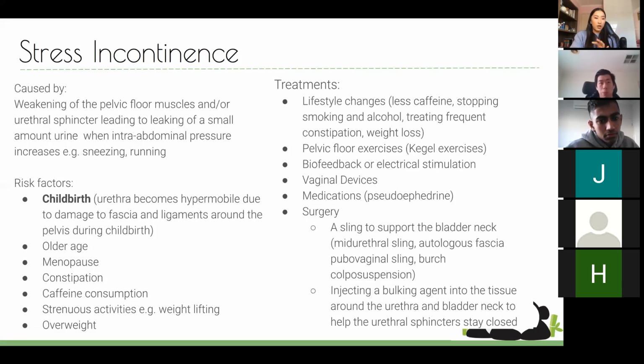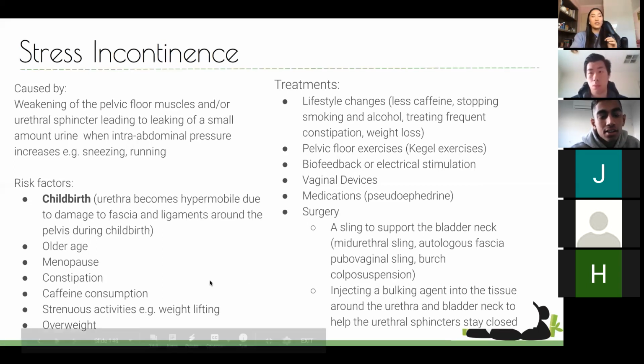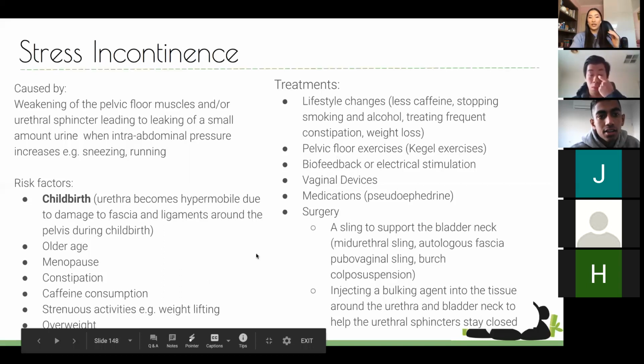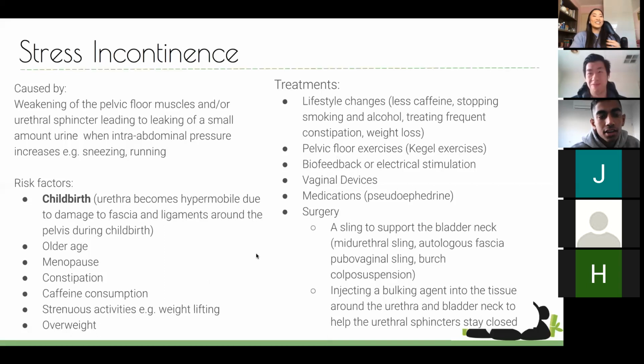That can be caused by a whole range of things. The most important one to know is childbirth. A lot of women after giving birth get tearing and damage to the fascia and the ligaments in the area, and that causes weakness of the pelvic floor, and a lot of them end up with long-term stress incontinence. The reason it's called stress incontinence is because you're incontinent when there is high intra-abdominal pressure or a stress, like sneezing, running, or strenuous activities like weightlifting. Some people pee a little bit when they weightlift, and that's stress incontinence.